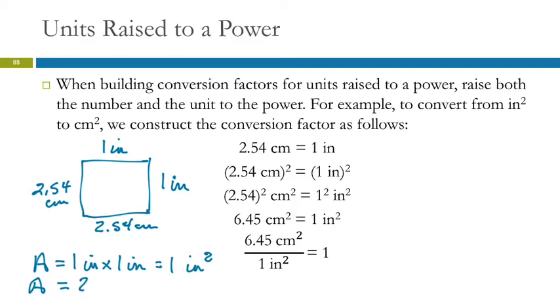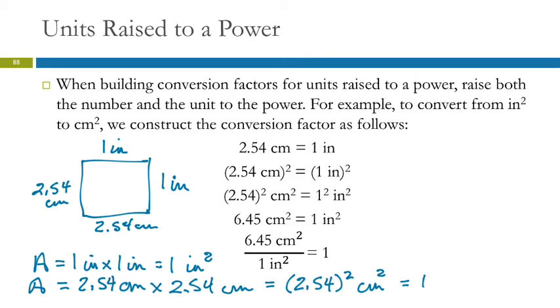So the area is 2.54 centimeters times 2.54 centimeters. So that would be 6.4, well, actually, let's step that back a minute. That would be 2.54 squared centimeters squared, or 6.45 square centimeters. That is equal to 1 square inch. Sometimes students will say, well, 1 square inch is 2.5 square centimeters. You've got to square the number 2.54, okay?